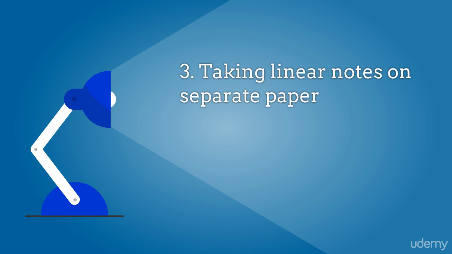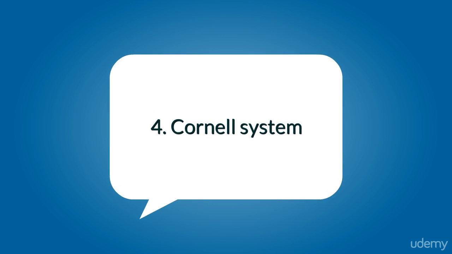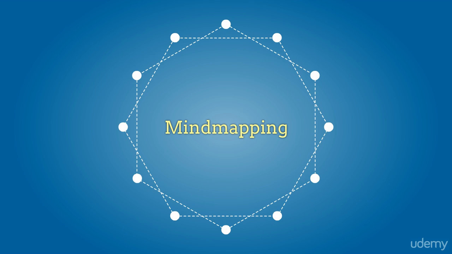The fourth system, the Cornell system. This is excellent for taking notes from a lecture, and I'm going to delve deeper into it in the next lesson. And the fifth idea or system, mind mapping. This system is large, it is huge, and I'm going to cover it in detail in several lessons after we describe the Cornell system.